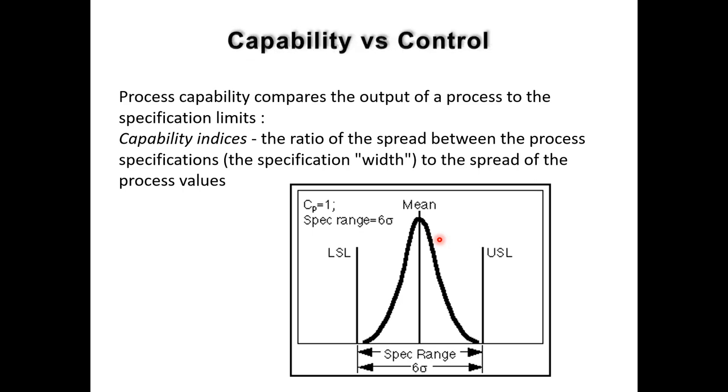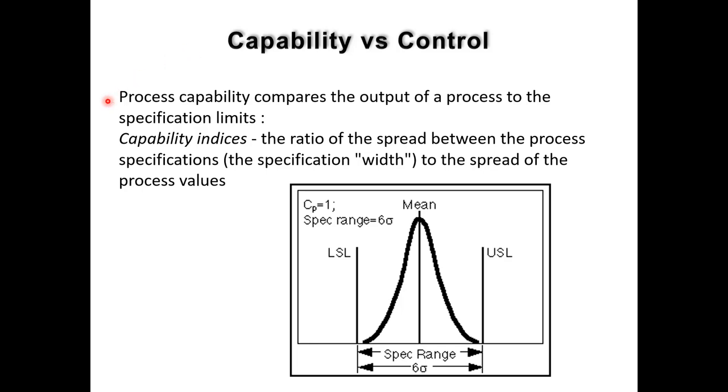Now, the next part is process capability. Capability versus control. If you are looking at the control chart as a process monitoring tool, you are actually controlling the process. The control chart is a process control tool. But at the same time, it is also good if you can study the process capability.